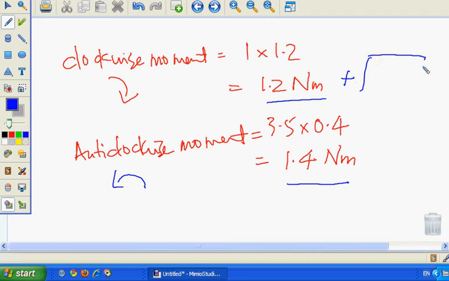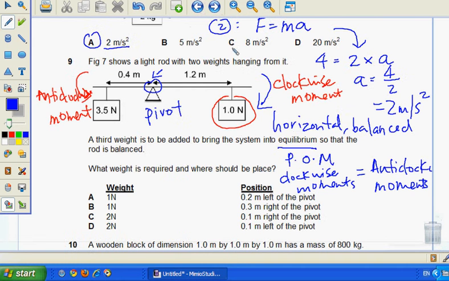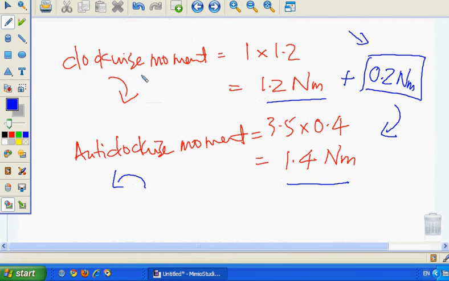It's actually still short of 1.4 minus 1.2, which is 0.2 Newton meter, which is supposed to be in the clockwise direction. Remember, clockwise it has to be the same, so I'm still short of this. So the question now is, how can I make it balanced to get 0.2? Which way is required and where should it be placed? Recall just now we are short of the clockwise moment, which is 0.2.